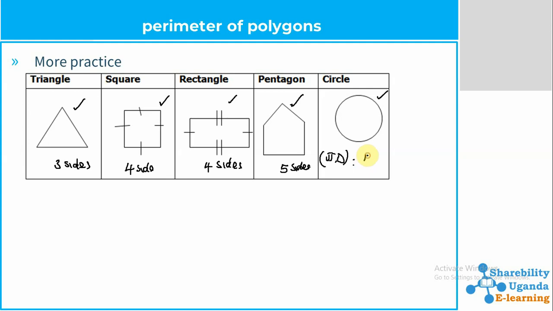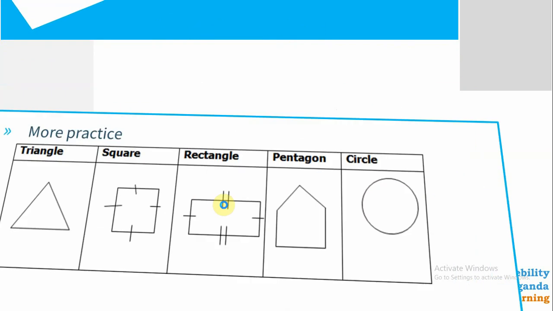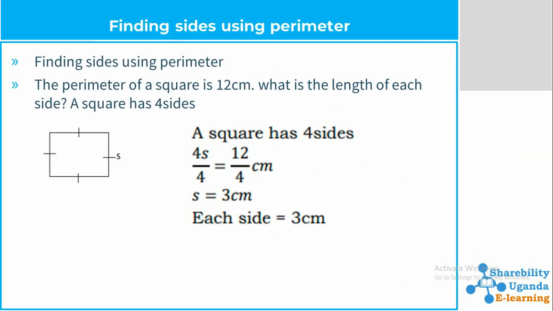Where we have our 22 over 7 times the diameter, which should be given. We can then find the perimeter of that circle. Okay, so now let's look at some more examples we have been given here.